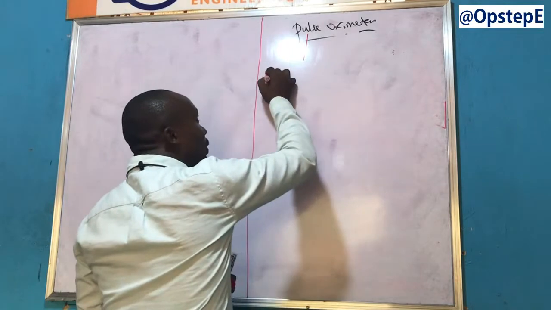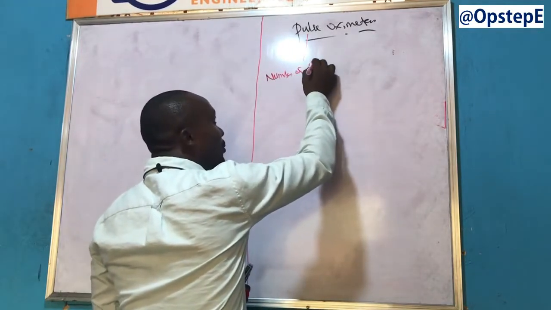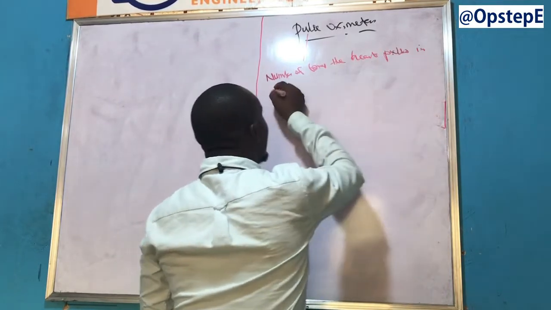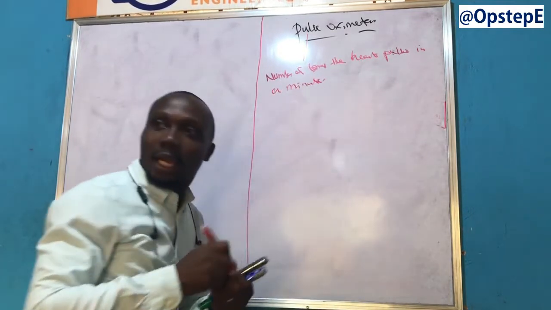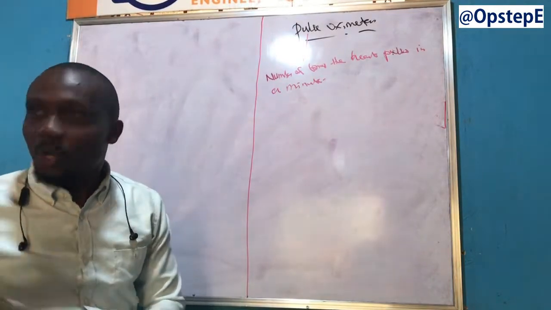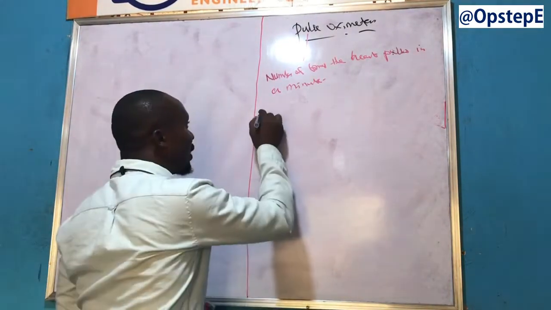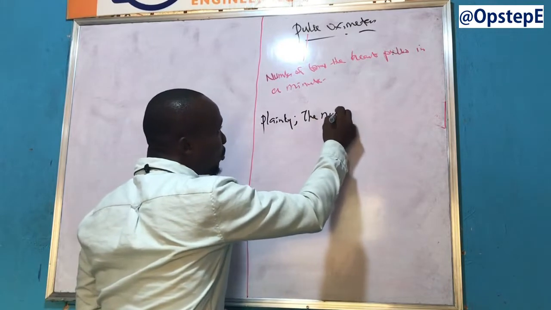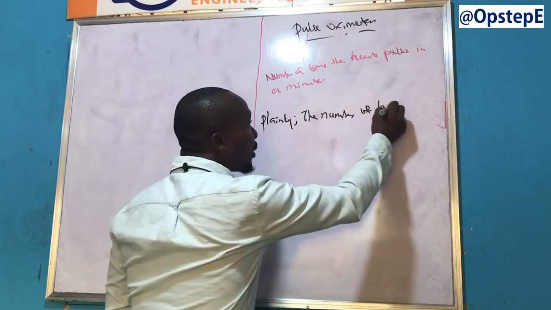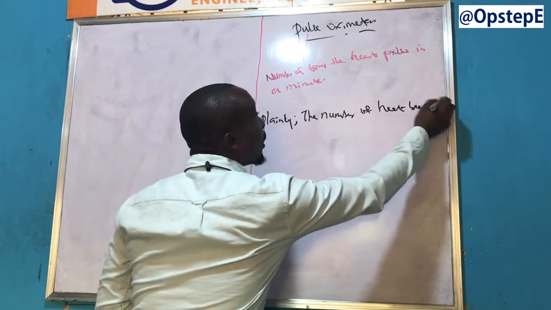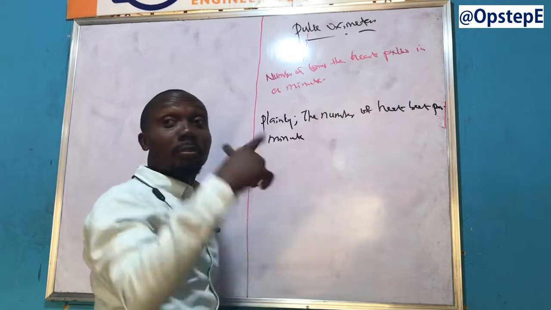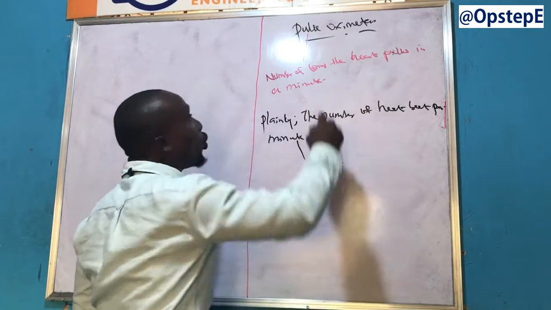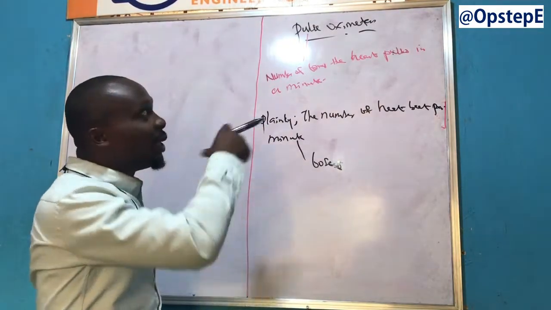So the pulse will be the number of heartbeats in a minute. Plainly, the number of heartbeats per minute. So the minute will be 60 seconds. All right, so then the oximeter part.